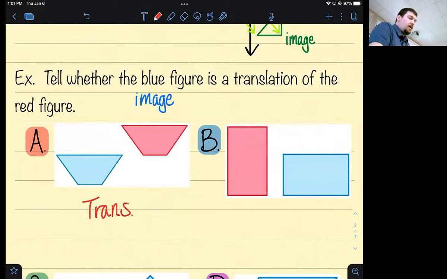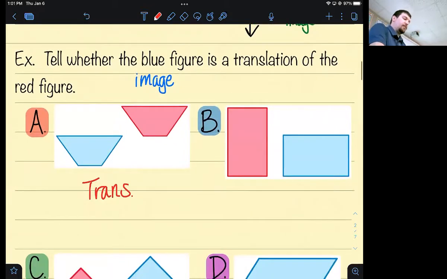Okay. For example B, starting with the red rectangle, did they just slide the rectangle over? No. What did they do with it? What would that be called, Xander? Yeah, this one actually would be a rotation. So it's not a translation. So, obviously the questions on your homework tonight are going to say, yes, it's a translation, and no, it's not. This one's no, it would actually be a rotation.